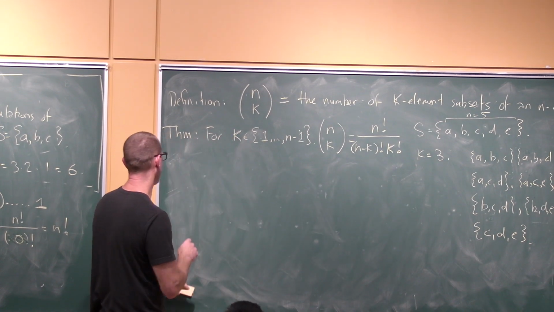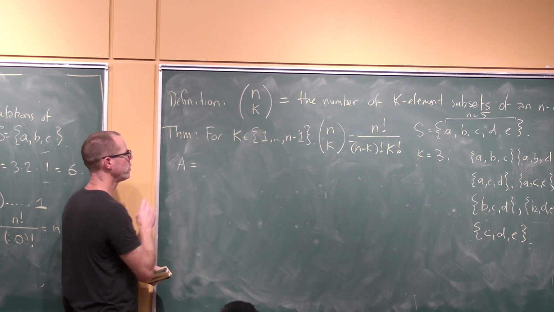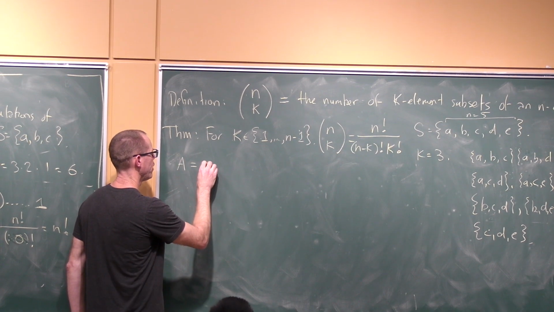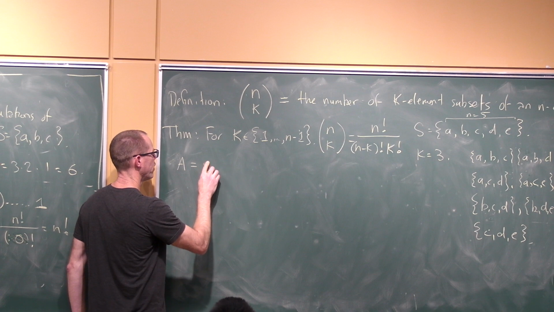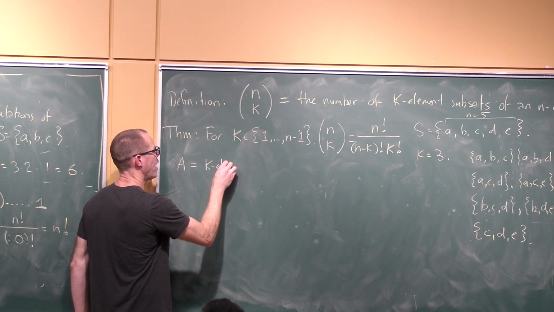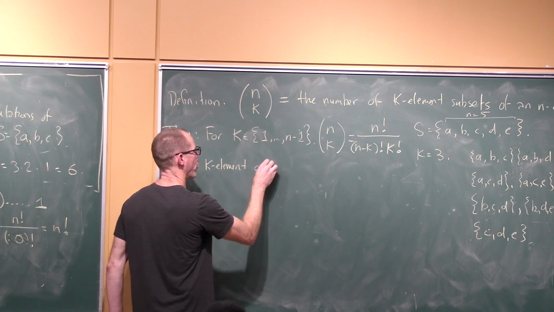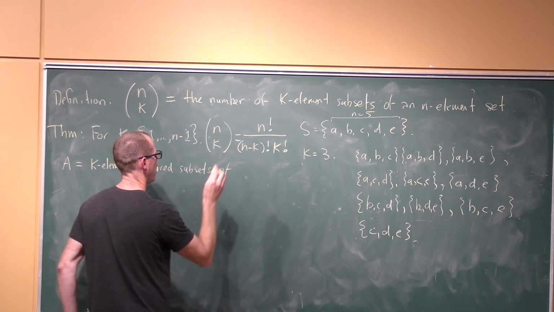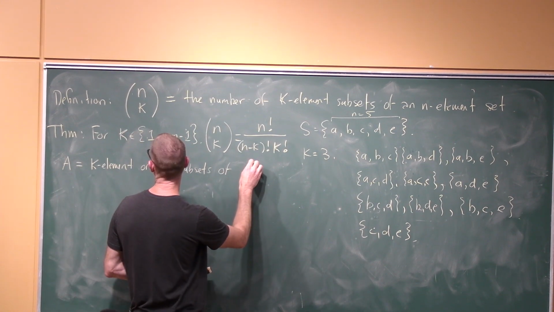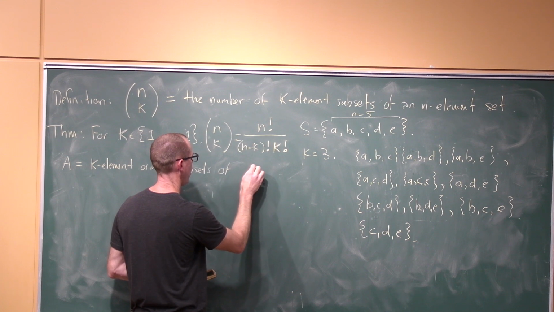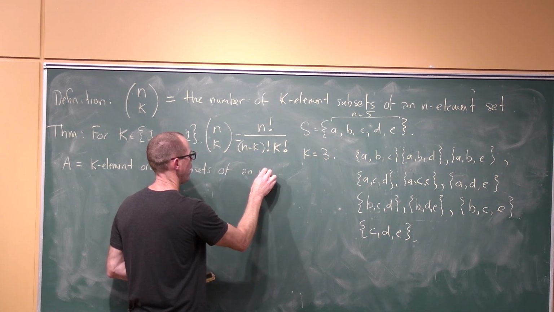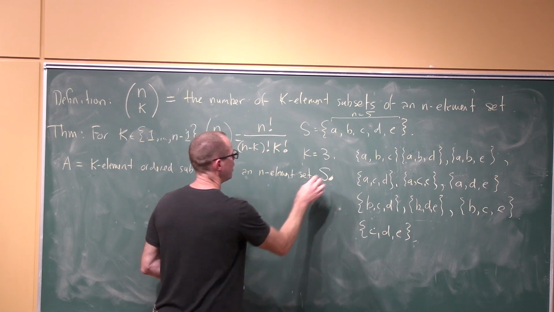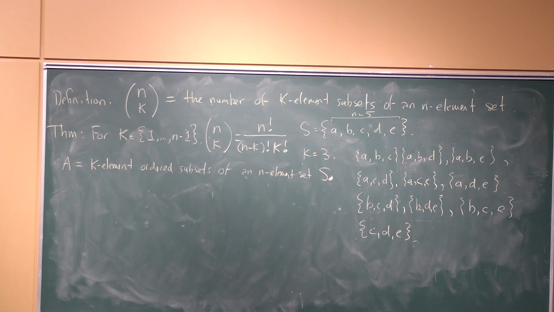So let's take A to be the k-element ordered subsets of S, of an n-element set. Okay, so what does the ordered mean?